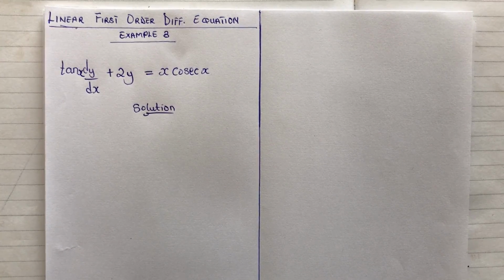Hi everyone, I have a first order linear differential equation here, the third and final example. We have tan x dy/dx plus 2y equals x cosec x. So how do we use the integrating factor to find the solution of a first order linear differential equation?